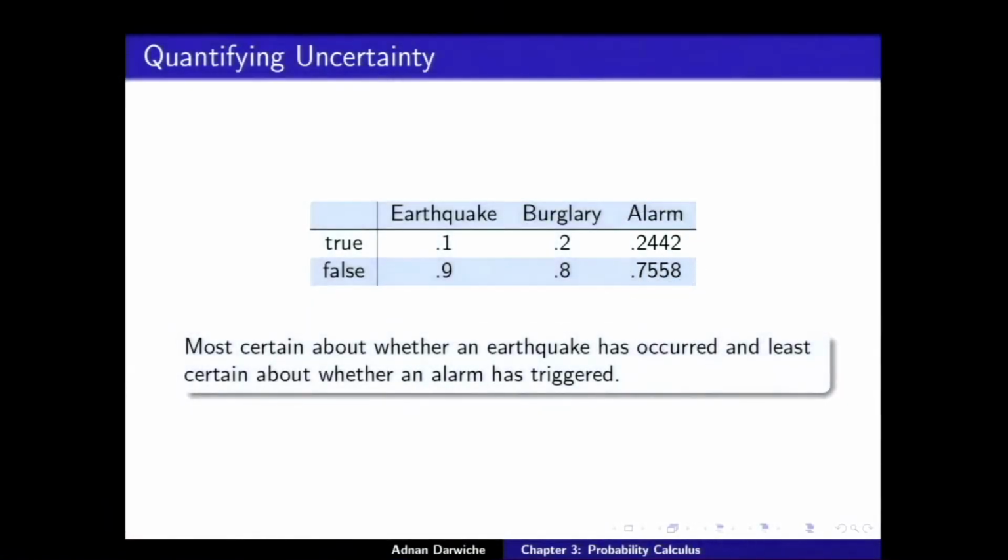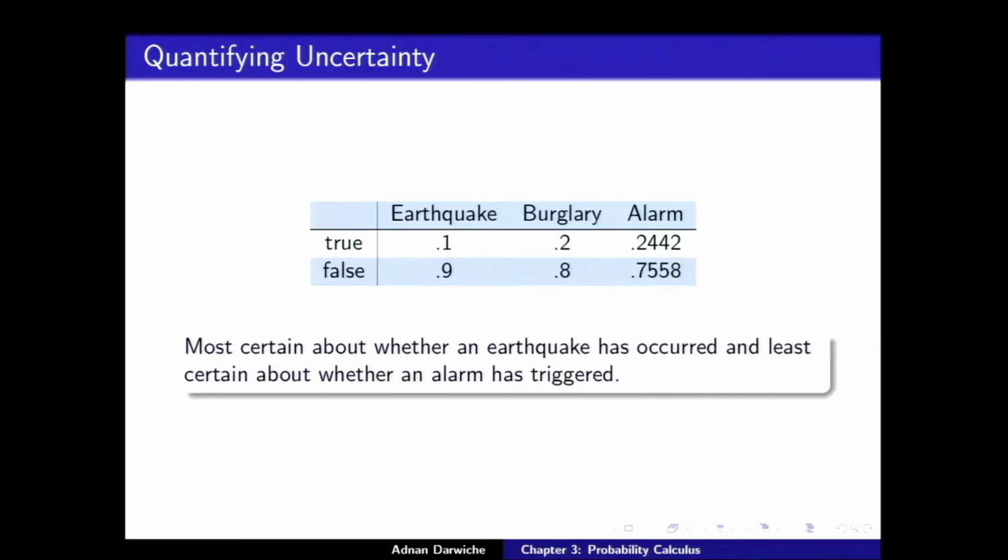What's happening as we go this way? We're basically becoming less certain. So if you look at earthquake, the distribution is skewed, right? 10%, 90%, then at 20, 80, and then almost 25, 75. So as we go this way, we're becoming less definite or certain about what's going on with that particular variable. You'll find later we will need ways to quantify this notion of uncertainty.